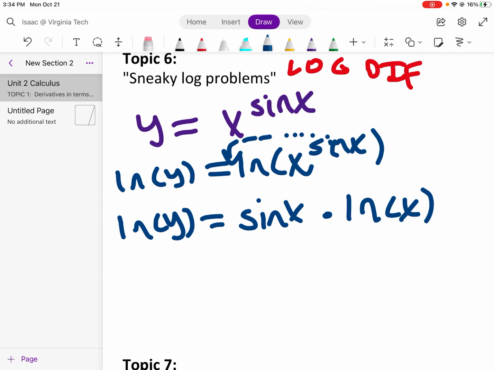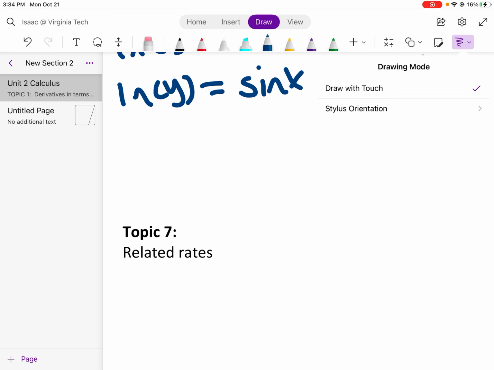Then what we're going to do is, I'm kind of running out of room here. Oh, let's see here.